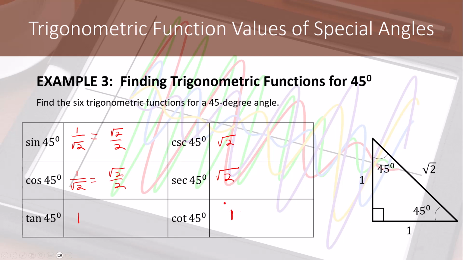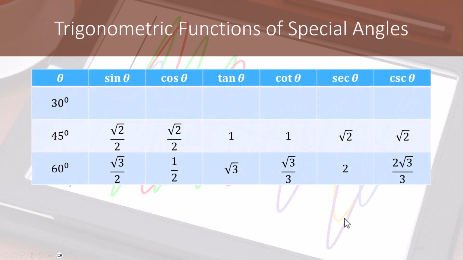Okay, so that takes care of 60 and 45 degrees, and if we want to, we can actually put those into a table, and here they are. What do we have next? Well, we still need to figure out 30, but remember, 30 and 60 are complements of each other, and sine and cosine are cofunction pairs. So the sine of 30 is the cosine of 60, so that's going to be 1/2.